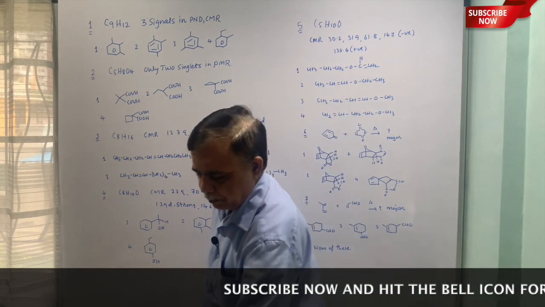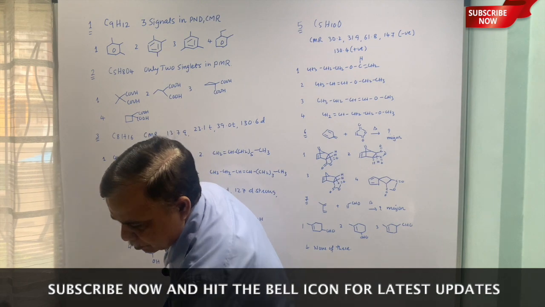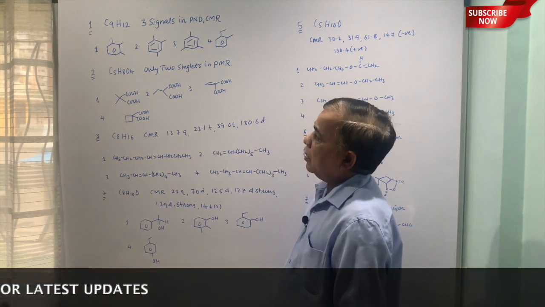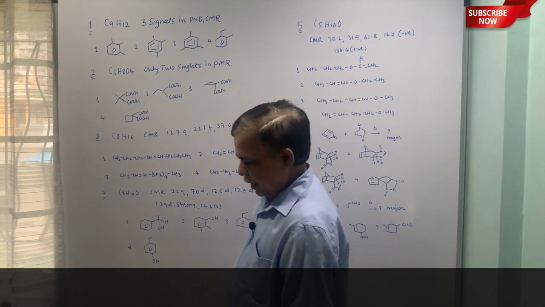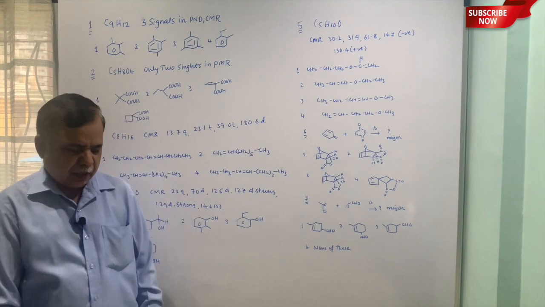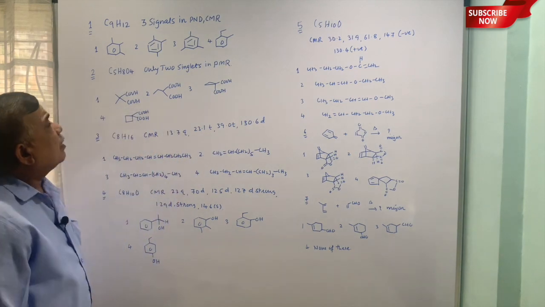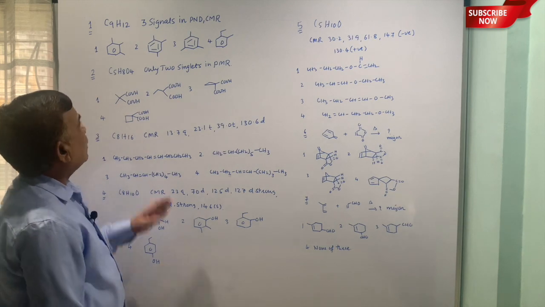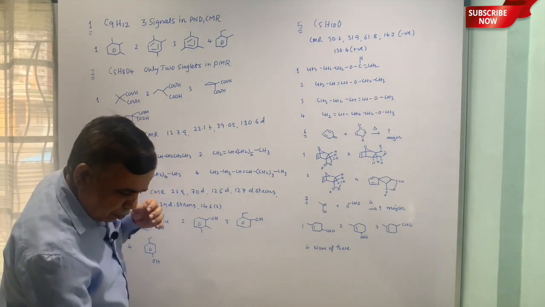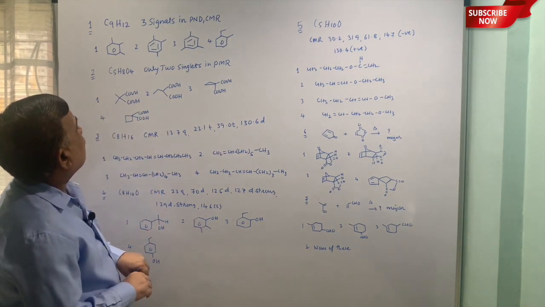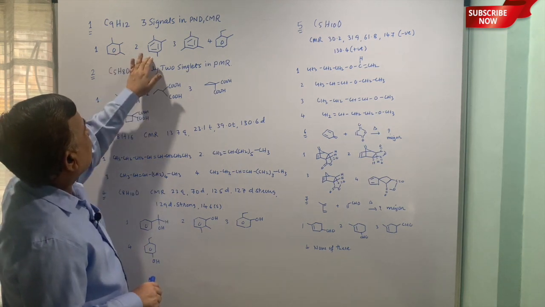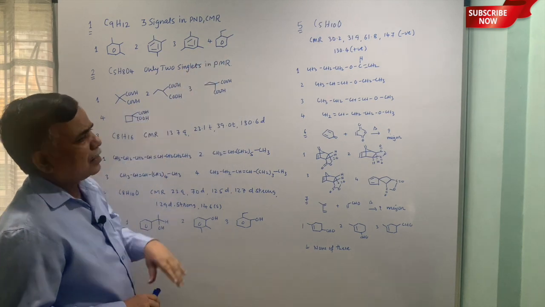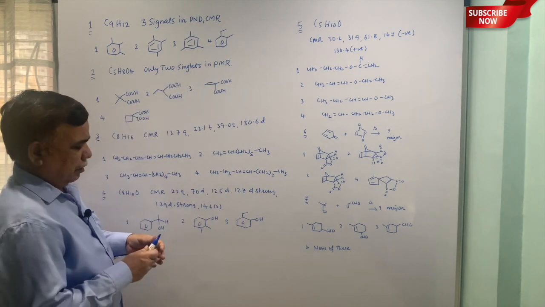As we are doing the examples from Pericyclic and Spectroscopy, today's first example is C9H12 molecular formula and 3 signals in proton noise decoupled CMR. The probable structures are given over there: 1 2 3, 1 2 4, 1 3 5, and then this is ethyl methyl benzene.